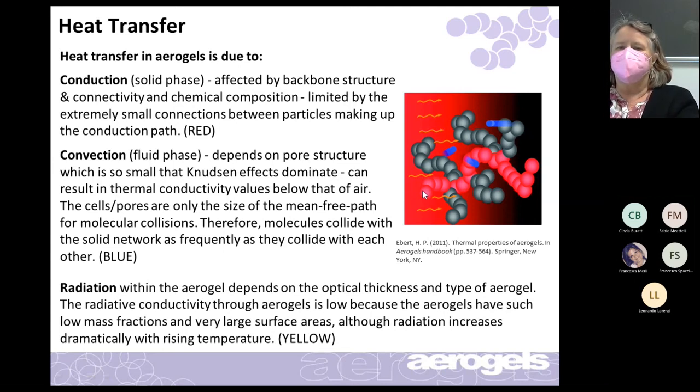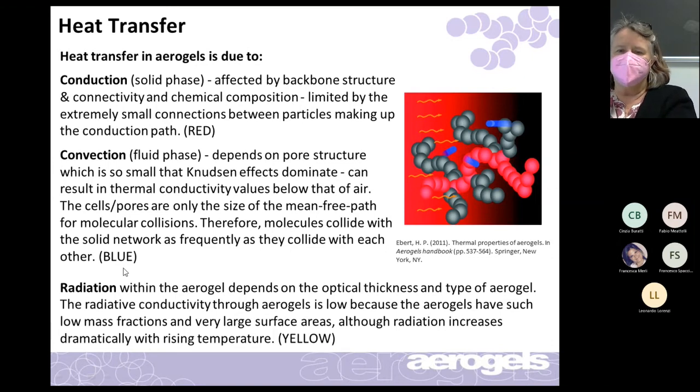So it can result in that part of the thermal conductivity, if you have it filled with air, could be less than that of air. So the molecules can tend to collide with the solid network maybe as frequently as they collide with each other. And so this is the blue kind of showing you convection, what's happening in there. And again, I'll talk a little more about that mechanism in a few more slides.